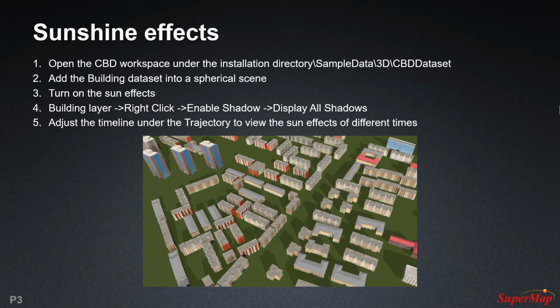We're going to open the CBD workspace. We're going to add the building data set into a spherical scene. We're then going to turn on the sun effects. We're going to go into building layer, enable shadow, and display all shadows. And finally, we're going to adjust the timeline under the trajectory to view the sun effects at different times. So let's go ahead and follow these steps.